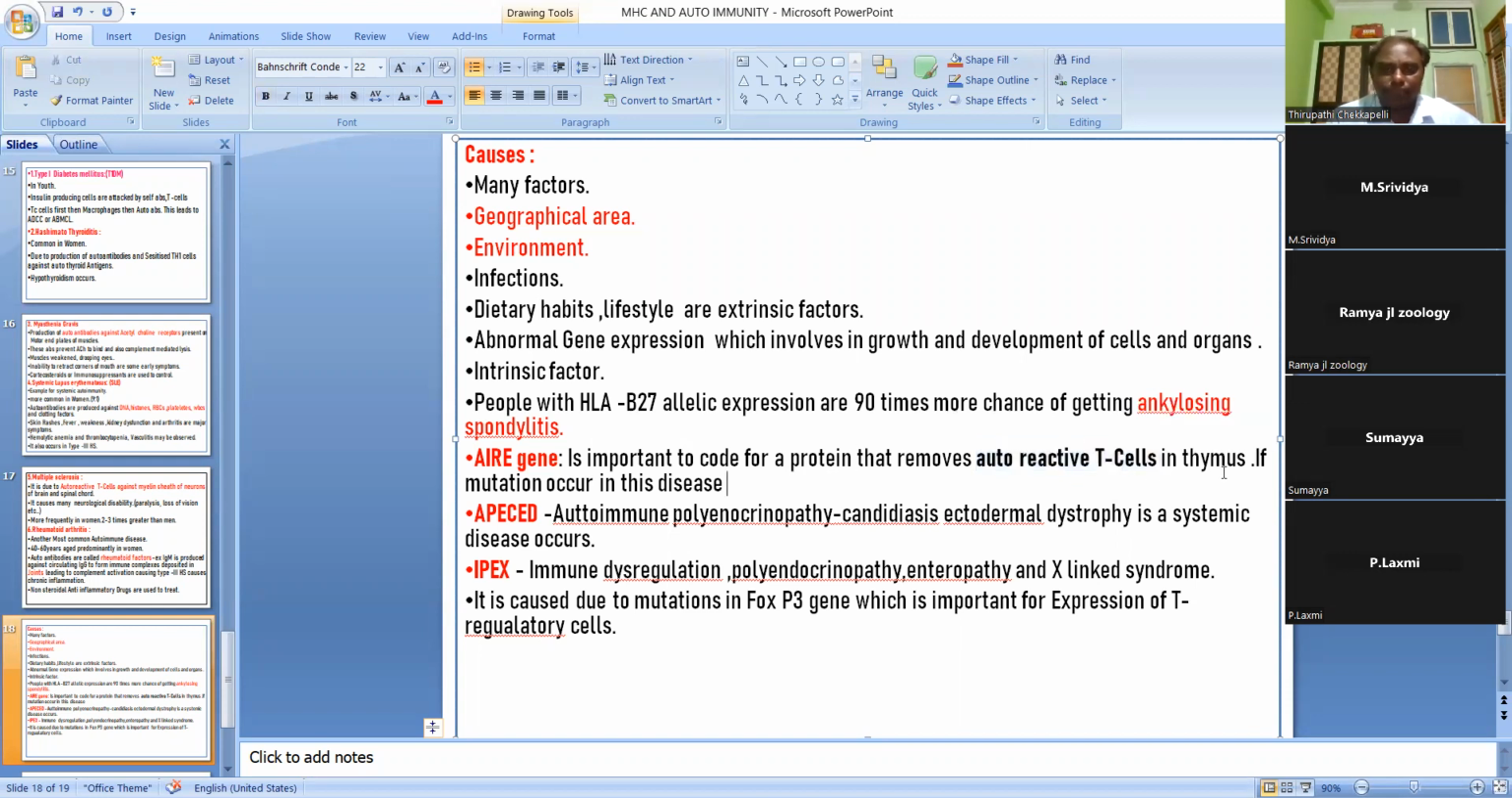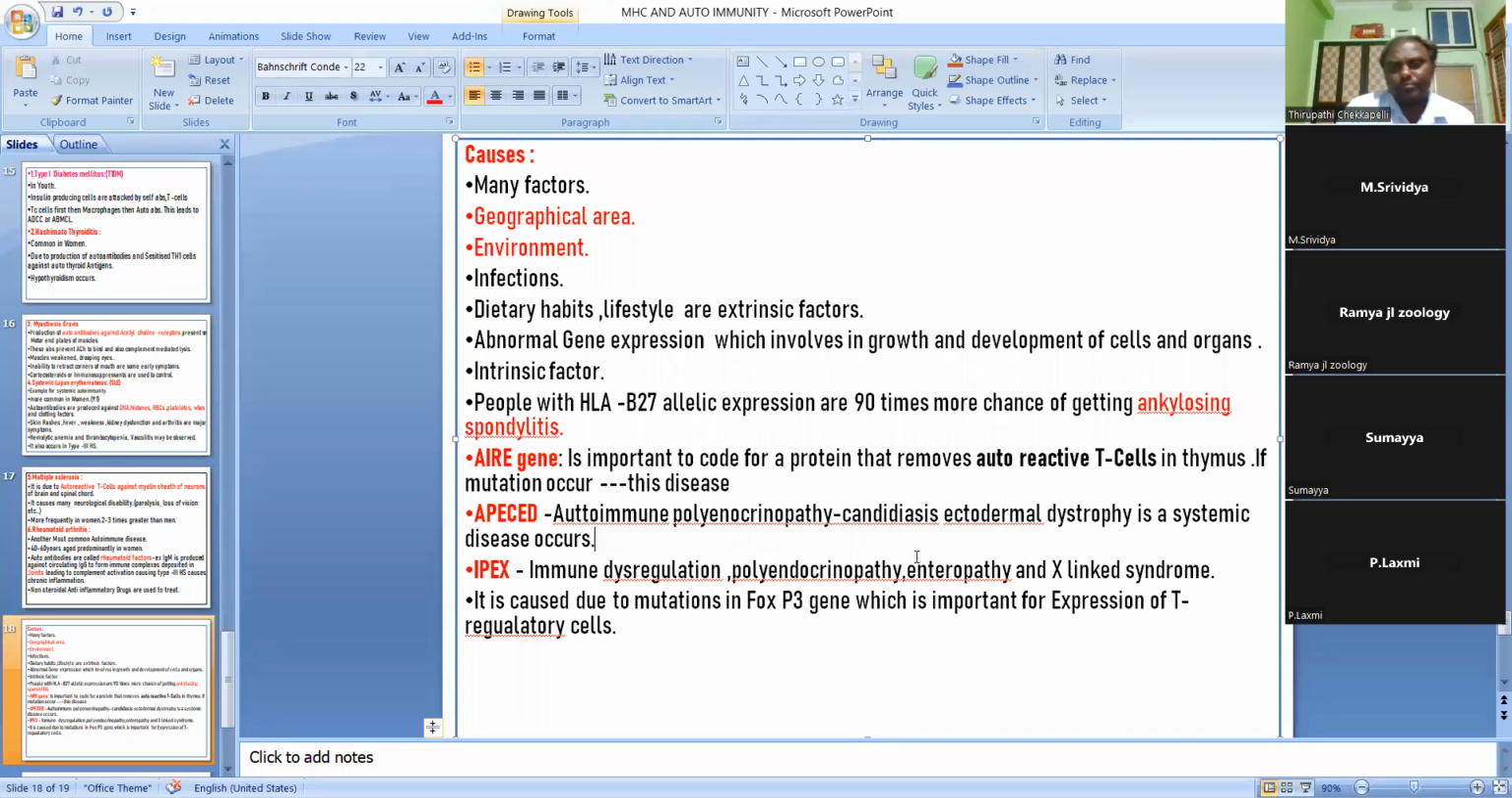If any mutation occurs in the AIRE gene, this autoimmune disease results: autoimmune polyendocrinopathy, candidiasis, ectodermal dystrophy, APECED, which is a systemic disease.